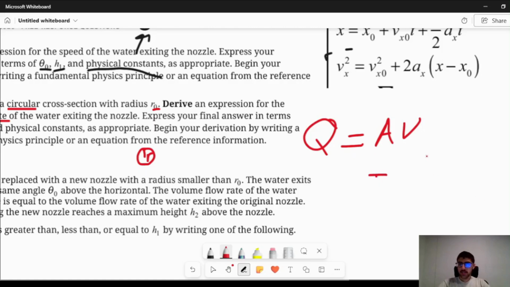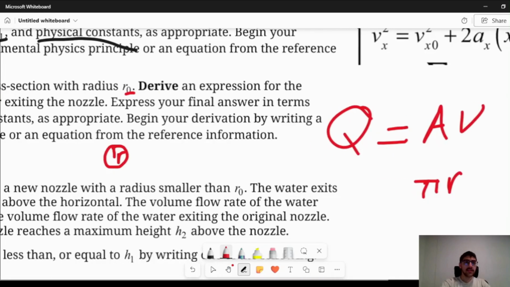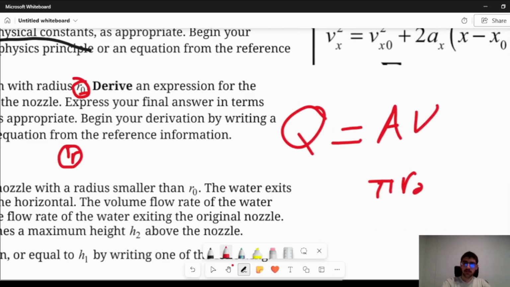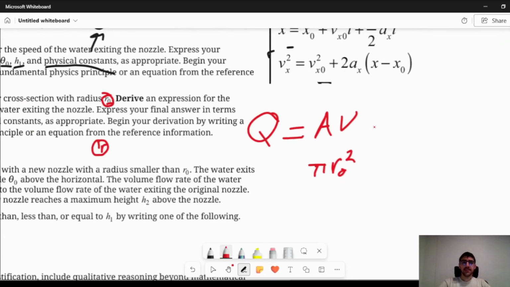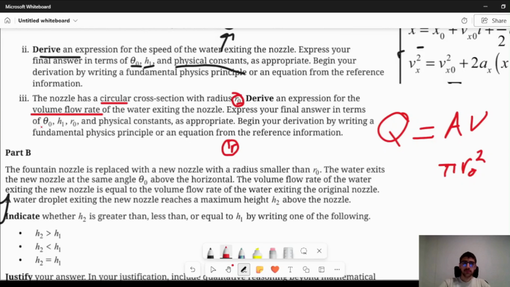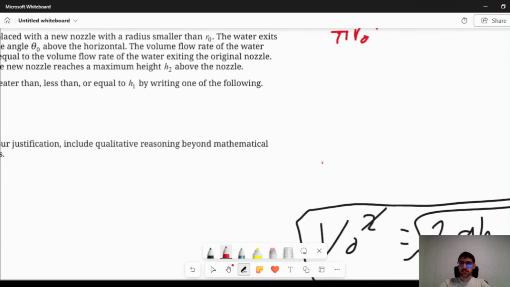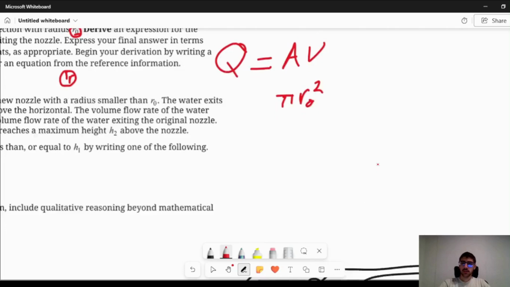So it's going to be pi. Let me zoom in. That looks better. It's going to be pi. And then r, where do they label it? Because we have to make sure we use their symbols. R0. R0 squared. And then velocity, we can't use velocity because that's not given here. But remember, in part A2, we already solved for velocity, which was square root 2gh1 over sine theta squared. H we can use, theta we can use, g is a constant, so it's all good.